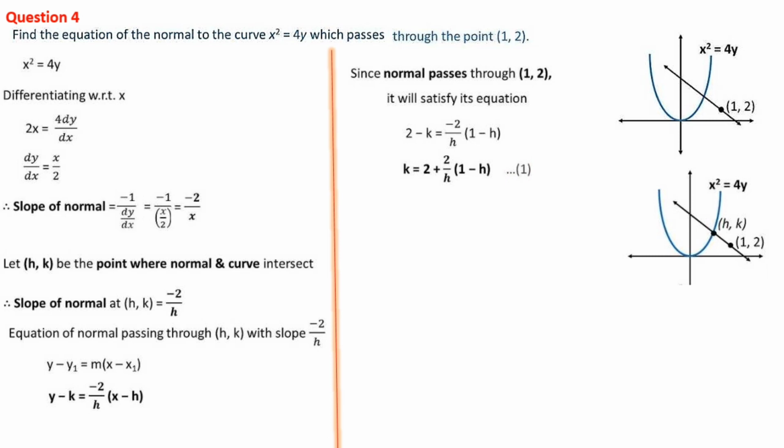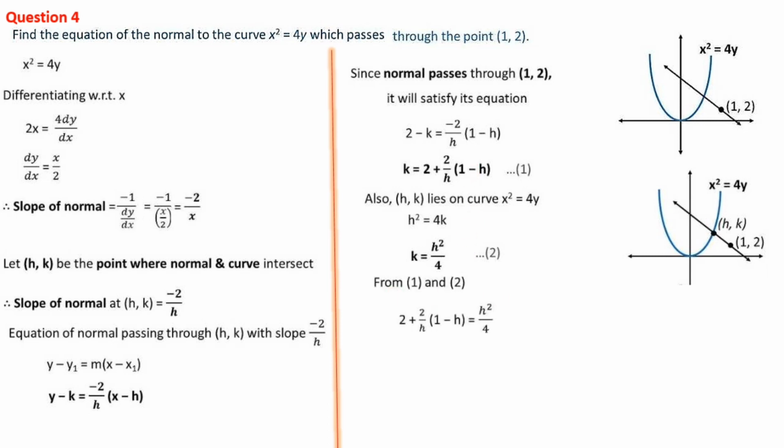Now again, this point (h, k) is on the curve. We have assumed that we have taken the point (h, k) on the curve only, so this point will satisfy the equation of the curve as well. So (h, k) lies on the curve x square equal to 4y. Replace x with h, so h square is equal to 4 into y, and y is k. So h square equal to 4k. From here we can calculate k by bringing this 4 to the left side, that means k is h square by 4. Equation number 2.